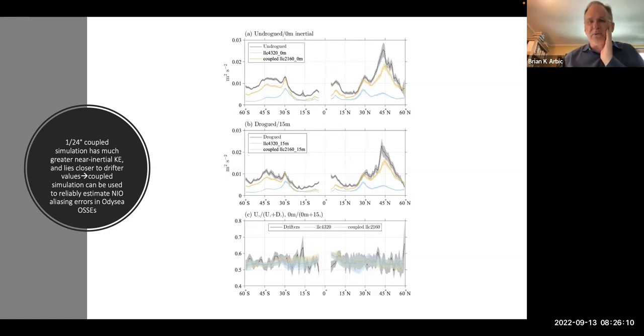The other major result we get with the coupling is a big improvement in the near-inertial band. MITgcm, when it's not coupled, is here in the blue. When it's coupled, it comes up a lot closer to the observations. This means that you can use the coupled simulation to reliably estimate near-inertial oscillation aliasing errors when you're thinking about Odyssey. And Jinbo Wang is writing a paper about that.